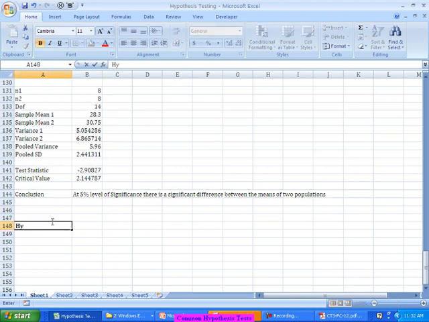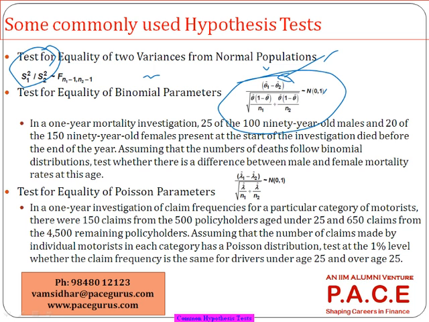So I say the hypothesis test for equality of two proportions. In this case, again, look at the example, then we'll try to discuss a little bit more.